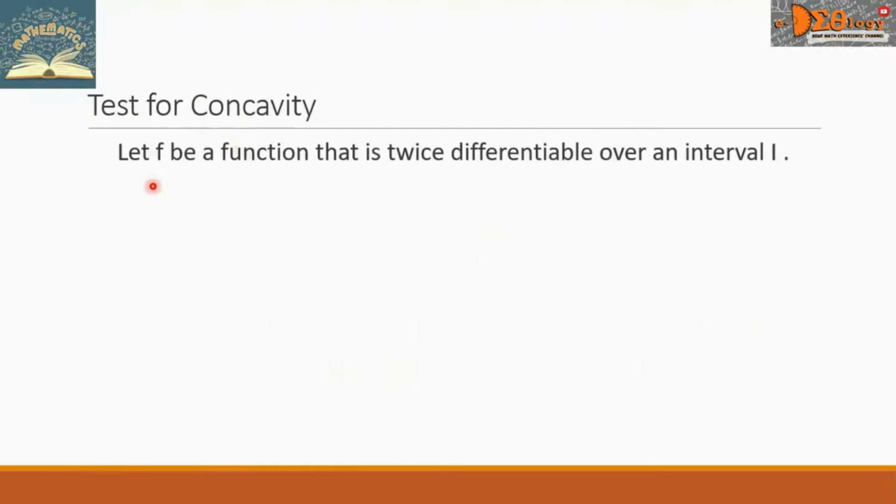Let us go now to the test for concavity. Let f be a function that is twice differentiable over an interval I.